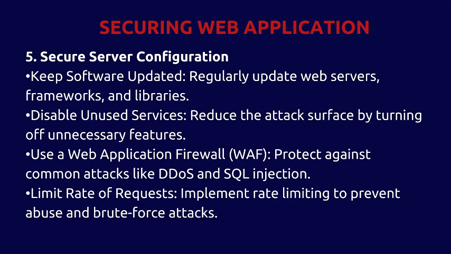Number 5, we have the secure server configuration. We keep software updated by regularly updating web server frameworks and libraries. Next, you disable unused services. This reduces the attack surface by turning off unnecessary features. Then, you use a web application firewall. This protects against common attacks like the DDoS attack and SQL injection. What is the DDoS attack? Distributed denial of service attack. Next, you limit the rate of requests by implementing rate limiting to prevent abuse and brute force attacks.